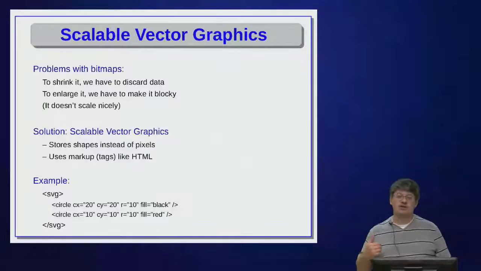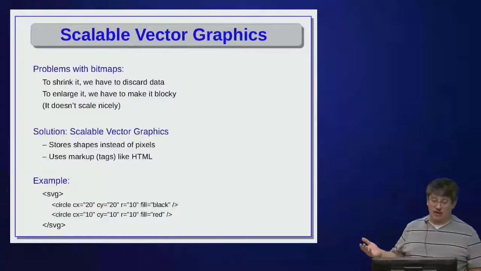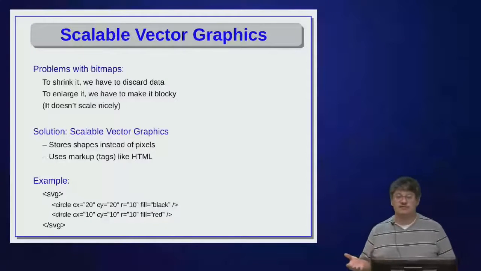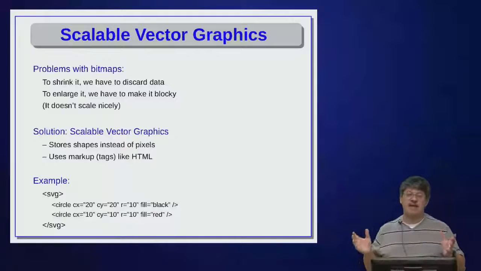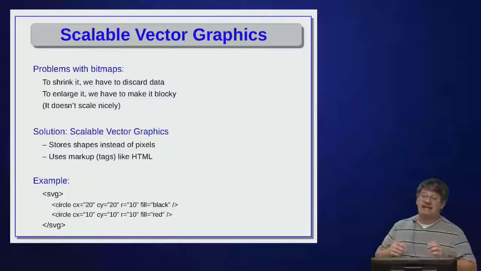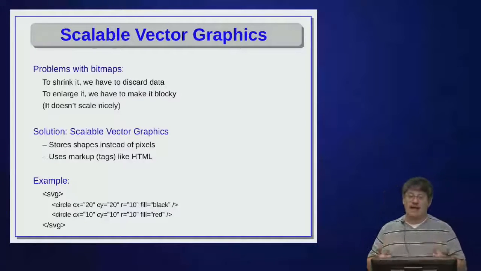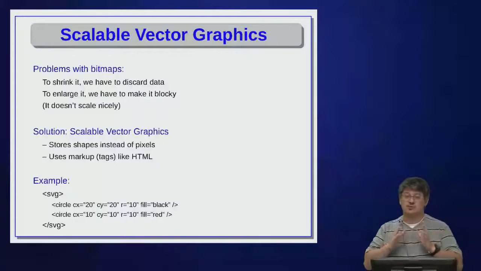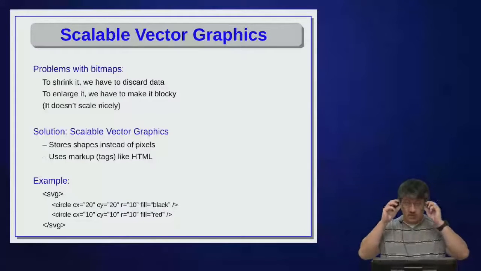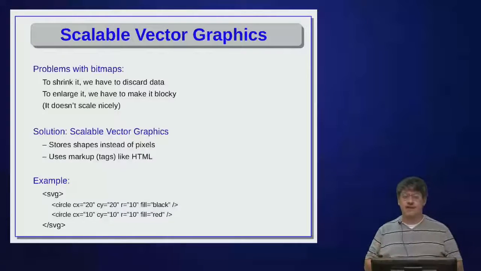So I mentioned before that bitmap graphics don't scale well. If I shrink them, I lose information. If I expand them, it looks blocky. If I want to have something that works well on the web, I need a vector graphics format so that I can scale my image nicely on browsers with different size screens. So the solution to this is to use a file format called SVG, which stands for Scalable Vector Graphics.